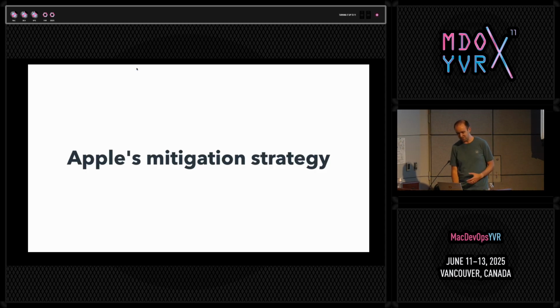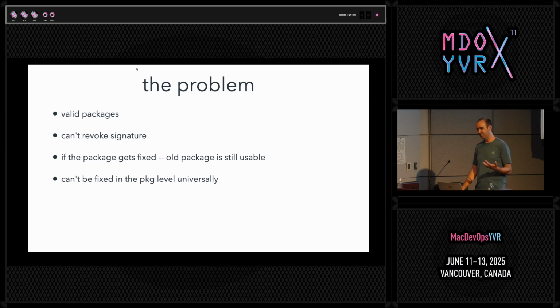So how did Apple start to mitigate these vulnerabilities? The problem is that all of these are valid packages. I think they used the same certificate to sign all of them, so they couldn't just revoke the certificate of the package, because that would invalidate all of their packages at once. And also, if they fix the package, you still have the old package signed, and if you install the old vulnerable package, you can still exploit that. So you can fix it on the package level, but it doesn't solve the problem on the OS level. So they had to come up with something that will solve the problem for the entire operating system, so you can't re-exploit the old vulnerable package on a newer version of the OS.